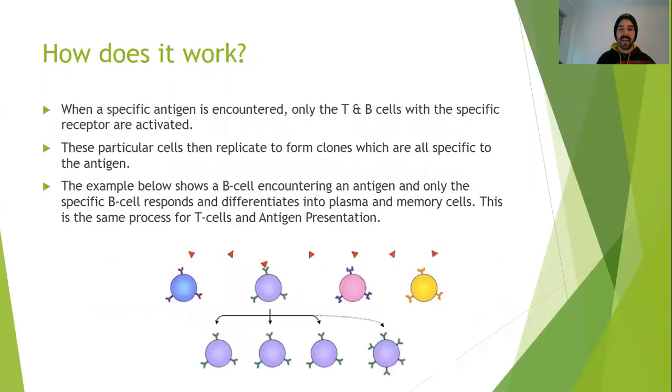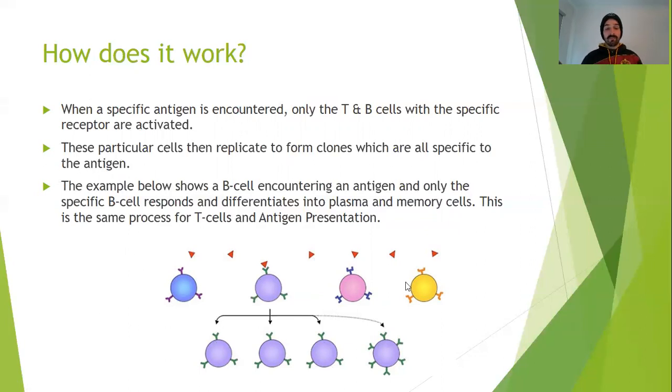When we come across a specific antigen, only the T and B cells with the specific receptor are activated. That specific cell is going to clone or replicate and make copies so they all respond. In this diagram, you can see four different B cells, all made with different receptors. Only this B cell has the right receptor for the particular antigen, in this case the red triangles. When it becomes activated, it clones and replicates many, many times, and we get a large number of cells specific to that one antigen our body has encountered.